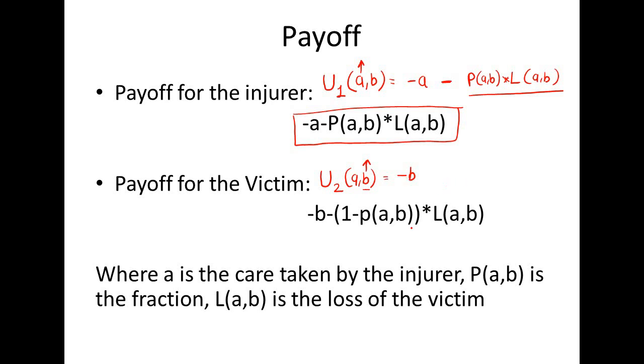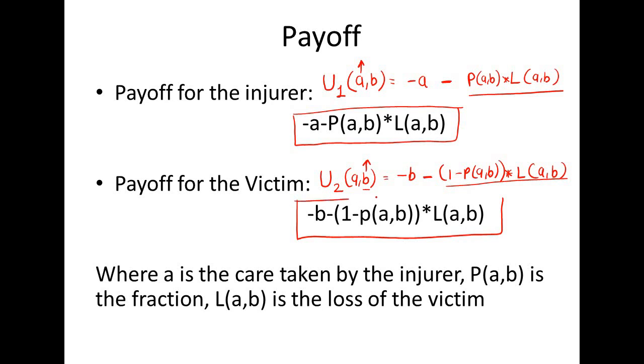Now if after taking that much care, an accident still happens, then what will be the loss here? L(a, b) will be the loss. Now what percentage will the victim pay? For this we need to multiply the loss with the fraction function. We know the fraction for the victim is 1 minus p(a, b). This whole term will be negative because the victim has to pay that amount. So this is the payoff of the victim. So far we have calculated the payoff for both the injurer and the victim.